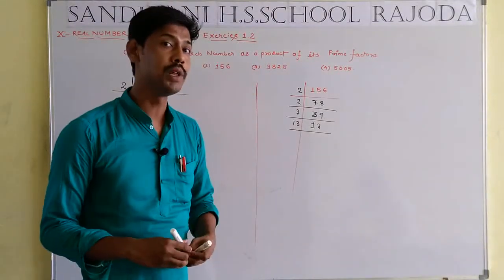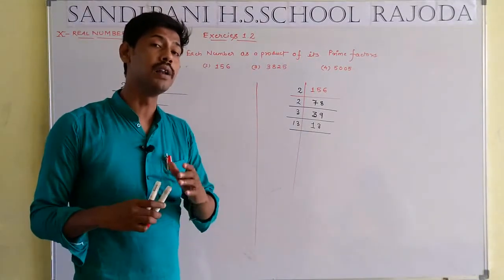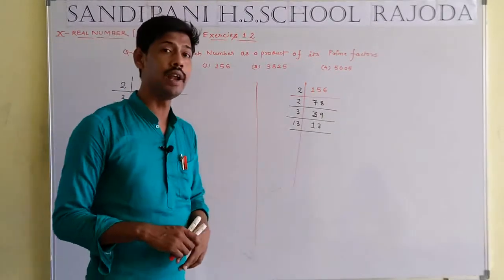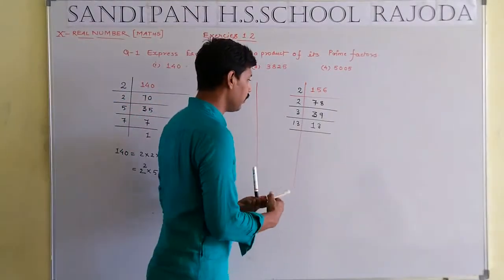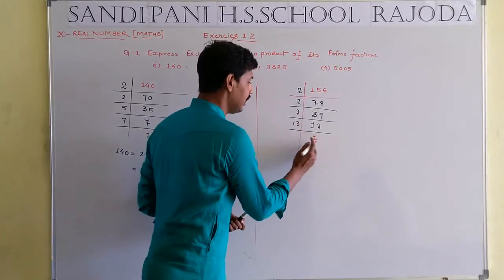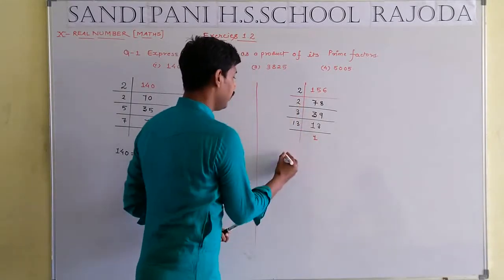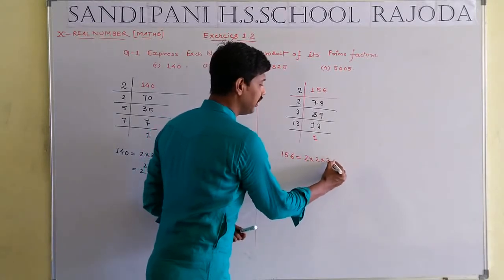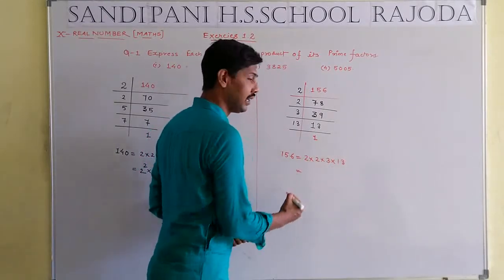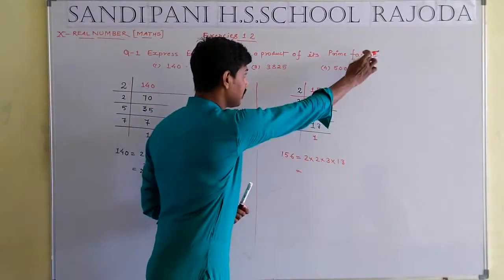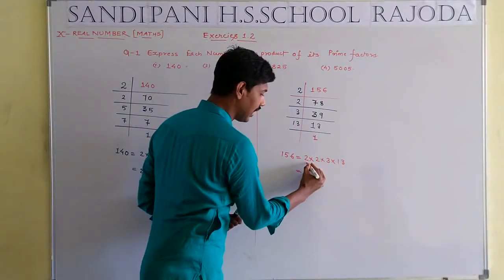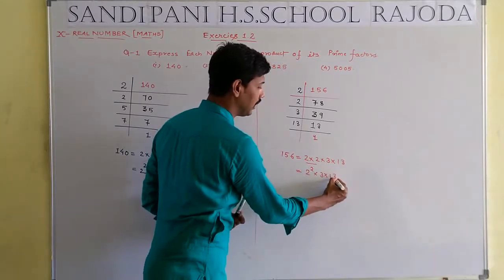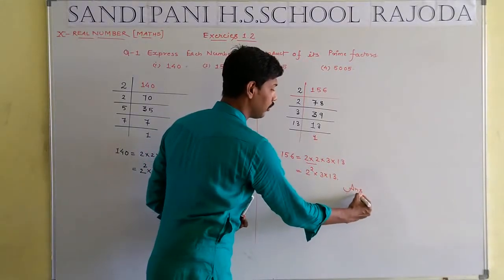What is the meaning of a prime number? A prime number is a number which cannot be divided by any other number except one and itself. So we get 13 ones are 13. So 156 will be equivalent to 2 into 2 into 3 into 13. Again we write in the prime factorization method, 2 how many times? 2 times, that means 2 to the power 2 into 3 into 13. I hope you understand both questions.